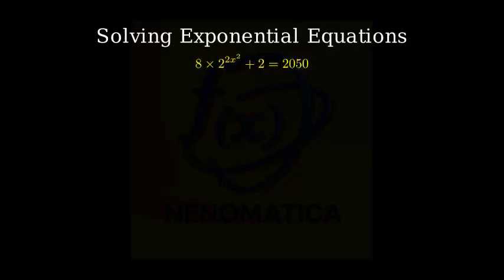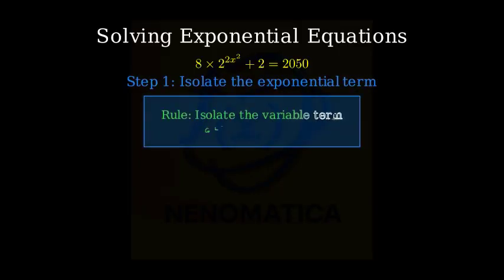Exponential equations. Welcome to this tutorial on solving exponential equations. Today, we'll solve the equation shown on your screen using properties of exponents. Let's start by isolating our exponential term. First, we'll move the constant 2 to the right-hand side by subtracting it from both sides. This gives us -2 on the right.